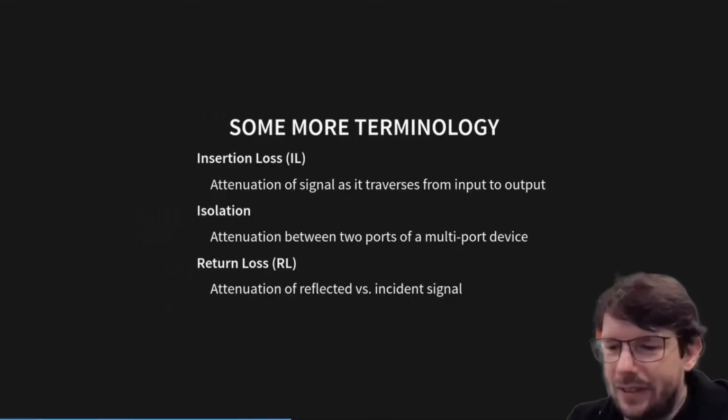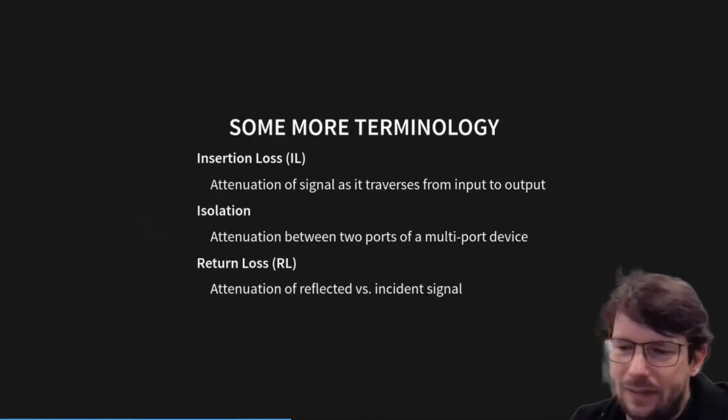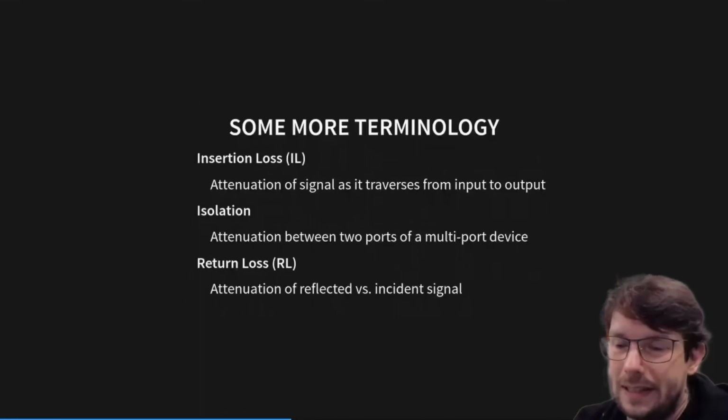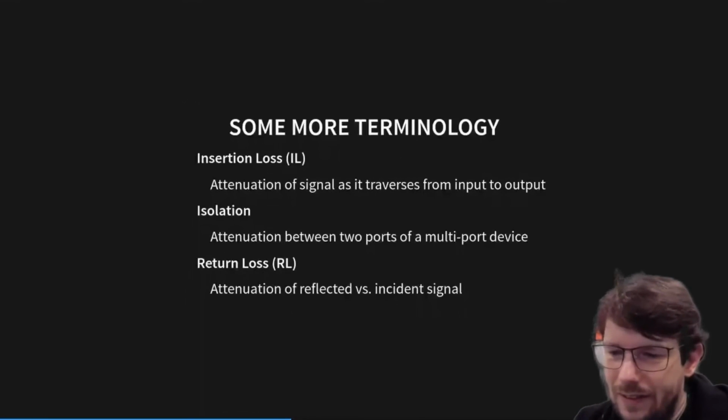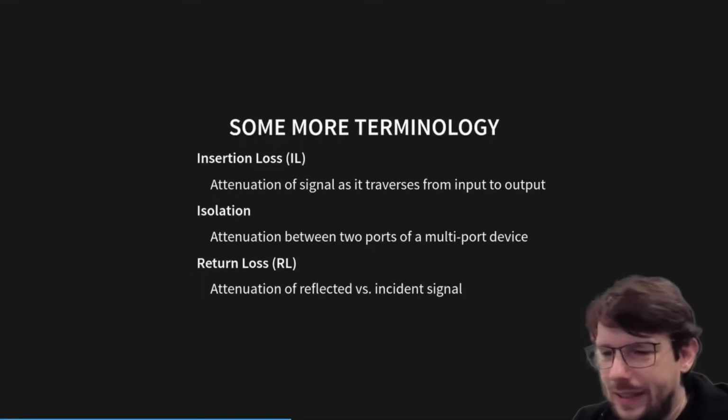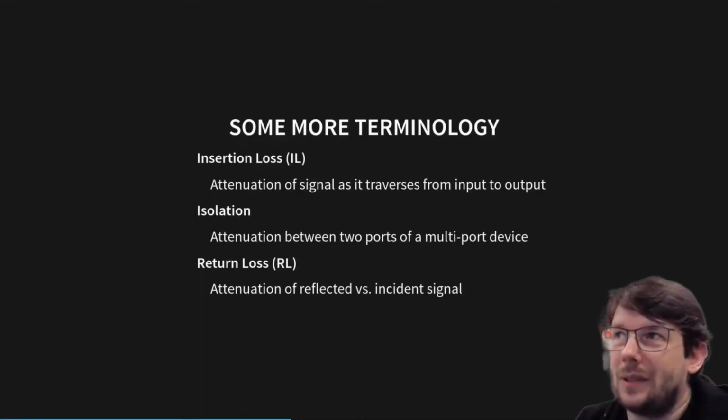Another term is isolation, which we will get to. That means the attenuation between 2 ports of a multi-port device, such as a duplexer or a splitter combiner, where you have multiple ports, and the isolation defines the attenuation between 2 such ports. Another term you will find in every data sheet is the return loss. That's sort of how much of your signal is reflected.